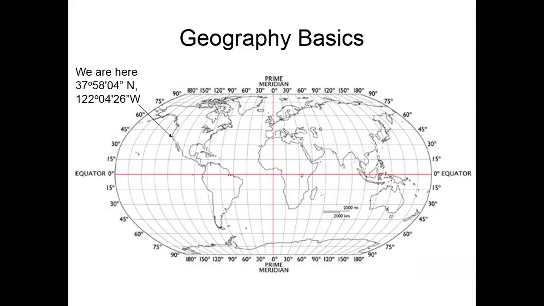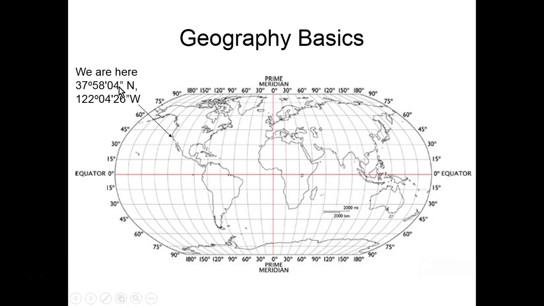Okay, so we are here, shown by this arrow. There's Pleasant Hill. The reading would be 37 degrees, 58 minutes, 04 seconds north. So degrees, then we get a little more specific with minutes, and then more specific with seconds.